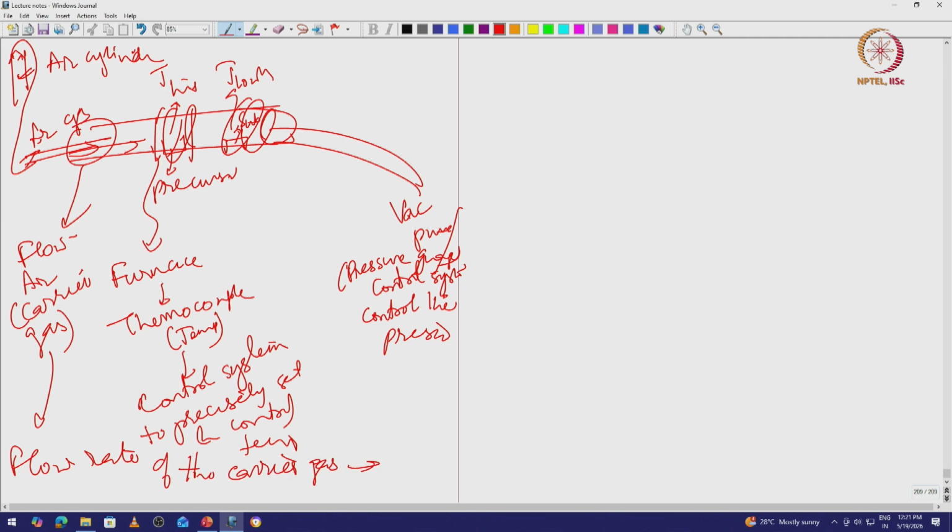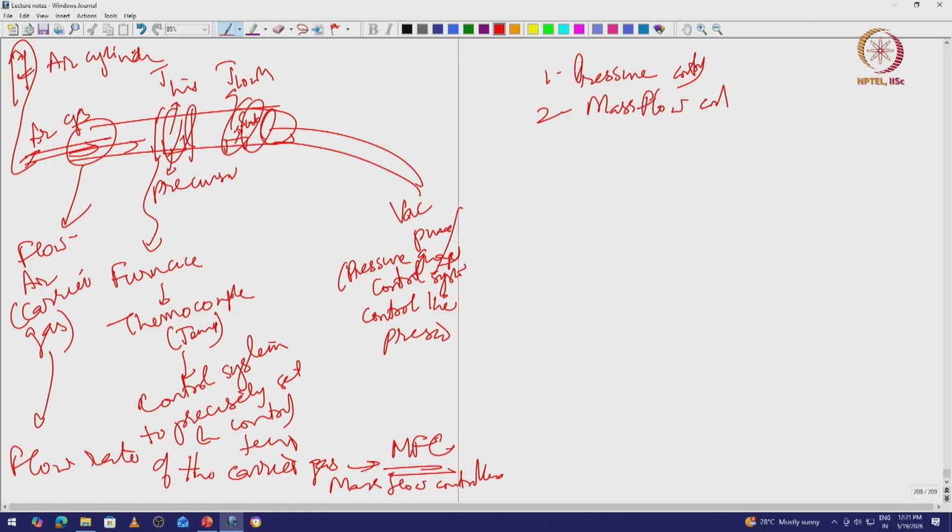And that flow rate is controlled by what is called a mass flow controller, MFC, right. So, mass flow controllers. Okay, so just check out, I have certain different controls, right. So I have pressure control, I have mass flow control, I have temperature control, right. With these three, I can actually design a VLS system.